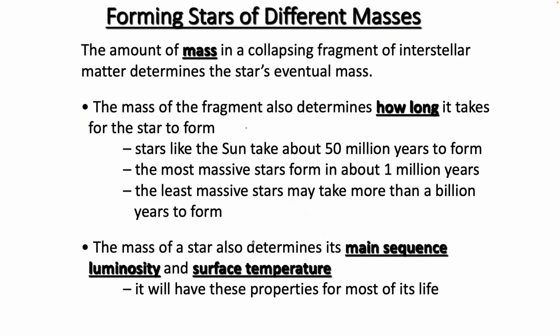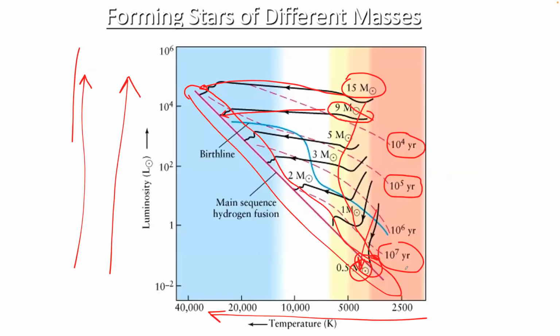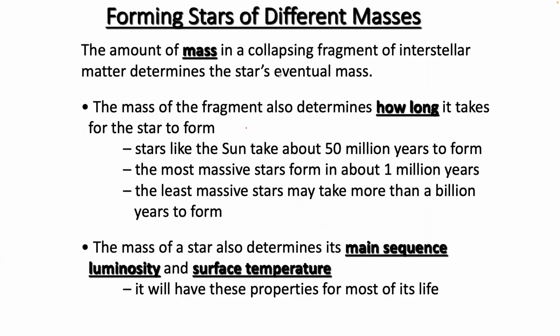And also the other thing is that the mass of a star determines its main sequence luminosity and surface temperature. So that's what I have explained here. If it is a low mass star, its temperature is smaller and the luminosity is also smaller compared to high mass stars, right? So that's why I told you that from the HR diagram, you can explain everything. And it will have these properties for most of its life, because there are other stages now.